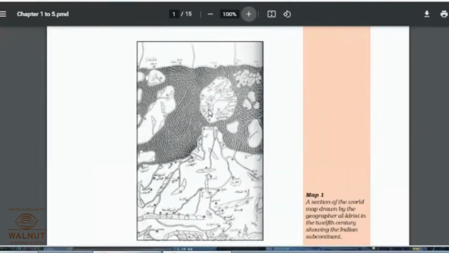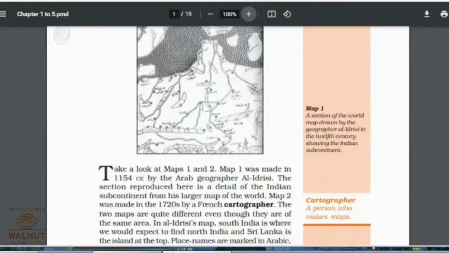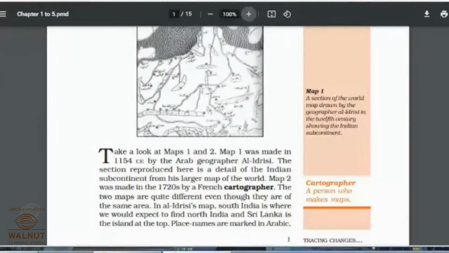See. So here this is Sri Lanka, okay, which is normally seen in the south part. Now he has shown it in the northern part. The perspective is like from what angle he is seeing, okay. So accordingly things are changing. So place names are marked in Arabic. You can see the places here all are written in the Arabic language.